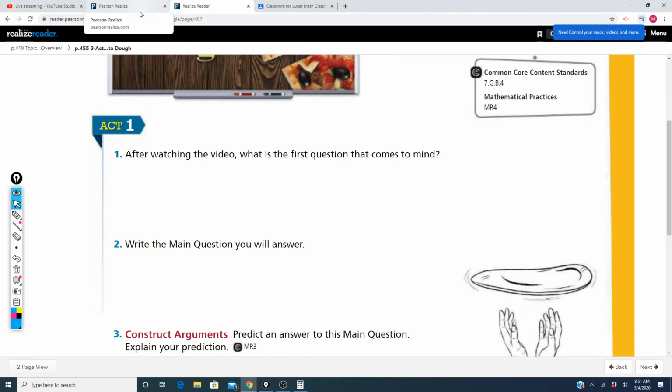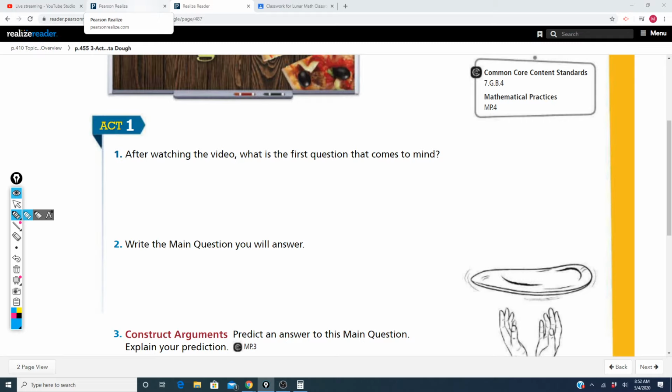Let's see here. So you've watched this video, and you're sitting there saying, well, what the heck does that even mean? What are we even talking about here? So you look at this, and what's the first question that comes to mind? A couple of good potential ways when I looked at this: how big are the pizzas? How many small pizzas fit into the big pizza?